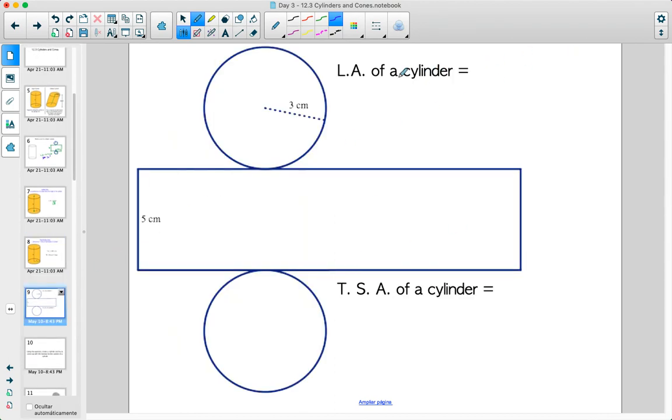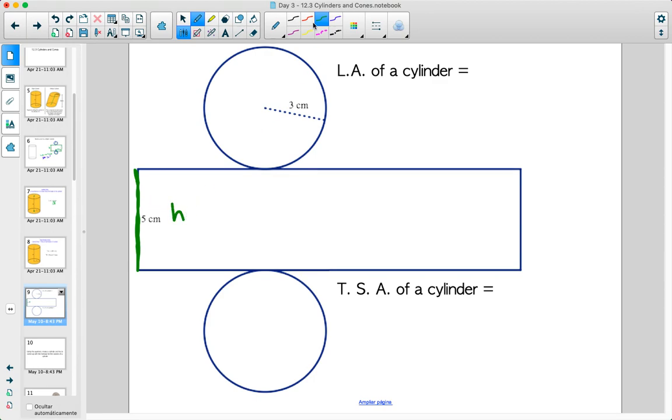You ready? Let's find the lateral area of the cylinder. We are going to use the lateral, the net. That's what I'm trying to say. We're going to use the net of this shape. So for the net, this is the height. The height goes from one to the other. So I'm going to label this as H.